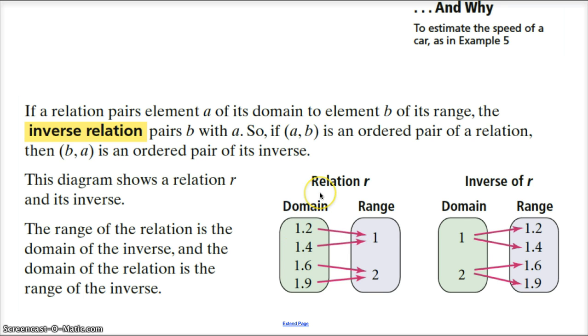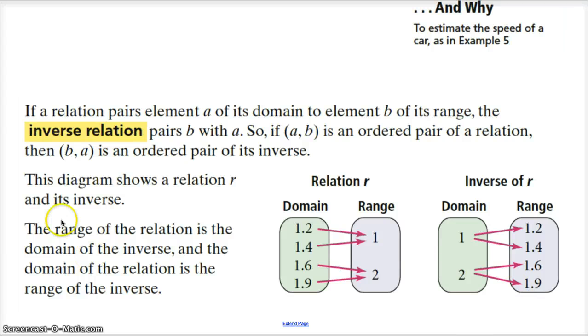Okay, so when we take the inverse, we just switch. The range becomes the domain, the domain becomes the range. So the inverse of R, the domain is now what the range was, 1 and 2, and your range is now the domain. Would the inverse be a function? No, it wouldn't, because for 1, there's 2. For 2, there's 2. So just because it is a relation does not mean it's a function. And just because one of them is a function doesn't mean that they both will be. I know. Are you confused yet?